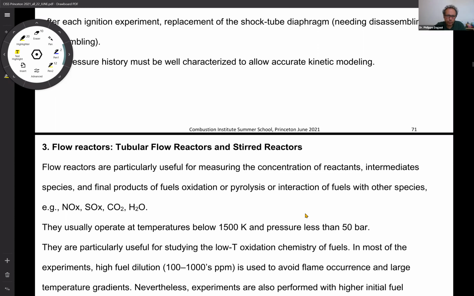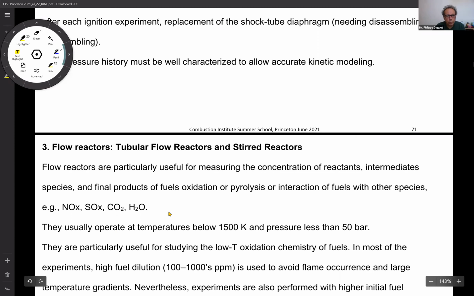We usually operate at temperatures below 1500 Kelvin and pressures of less than 50 bar, although there are very few experiments that can go above that. The limitation to 1500 Kelvin is related to the use of fused silica in many cases. Above that temperature, it gets fragile, and people usually do not go much further than 1500 Kelvin.